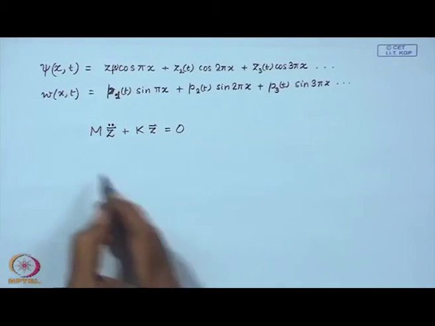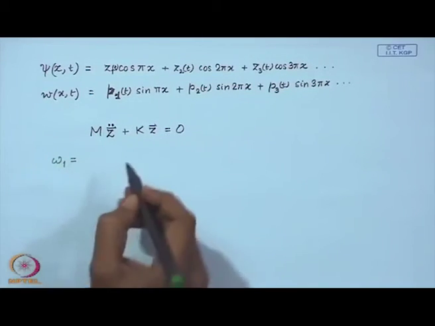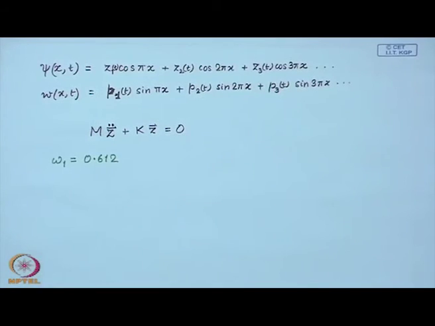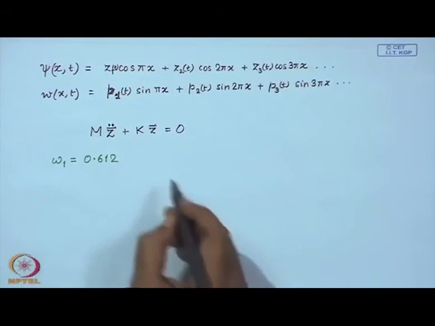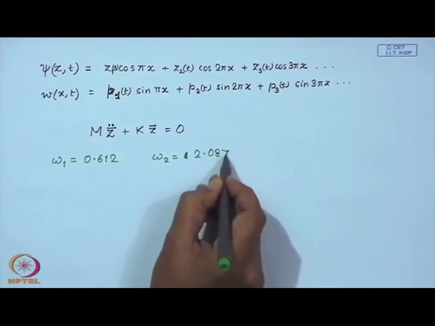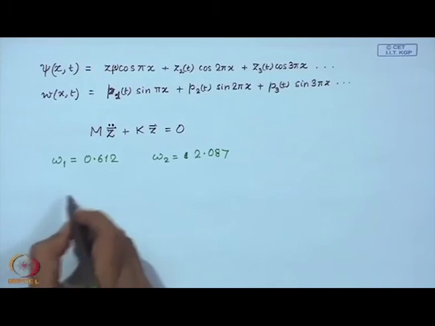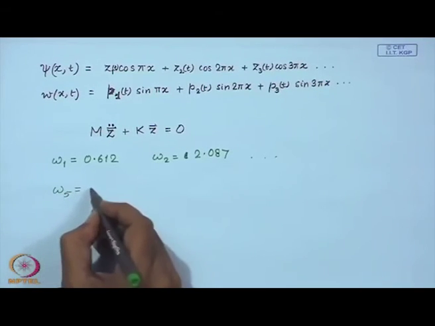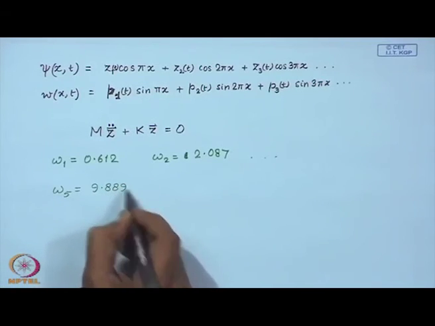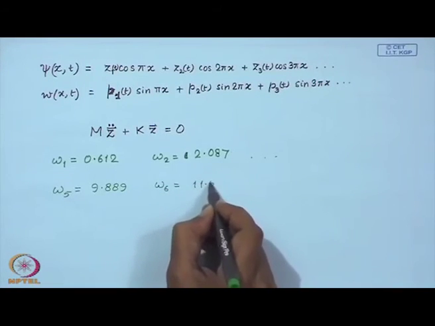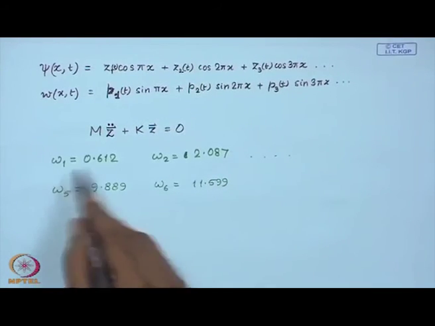Now, if you perform the modal analysis of these discretized equations, then the first non-dimensionalized circular eigenfrequency is obtained as 0.612, the second one is obtained as 2.087, and so on. The fifth is obtained as 9.889, the sixth is obtained as. Now, there is a reason why I am writing 1, 2 and then 5, 6.